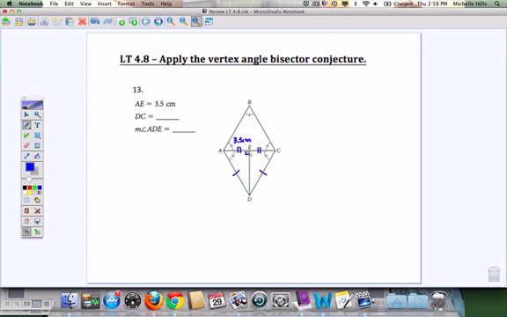So if this is 3.5, the full length would be 2 times 3.5. And yes, I show all of my work because of my thought process here. This would be 7, and since this is an equilateral triangle, this also has to be 7 centimeters. And the measure of angle ADE, well, it's going to be the 60 degrees divided by 2 to get my 30-degree angle. Again, this has to be a bisector if this triangle is isosceles and this is a perpendicular.